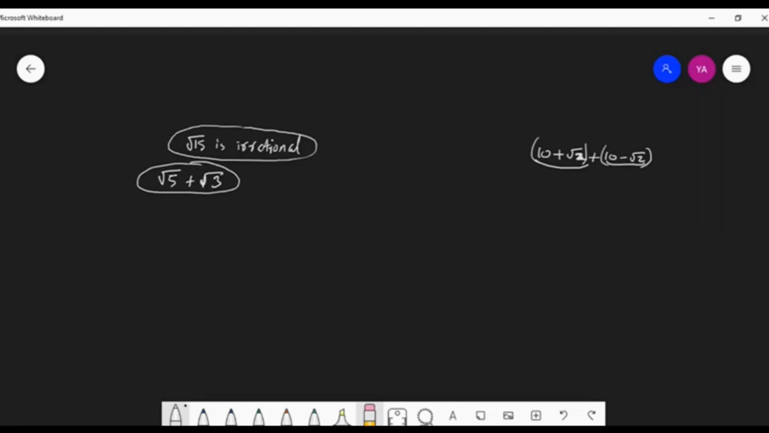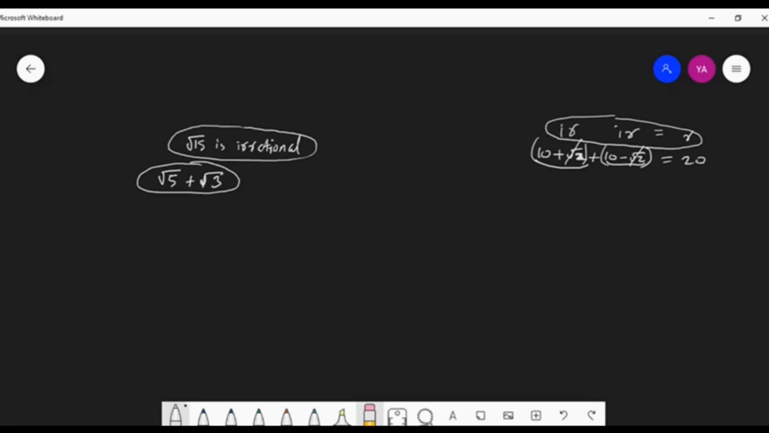So that time root 2 and root 2 will be cancelled, you will get 20. So that means irrational plus irrational is rational. This is also not always, but in some case rational.